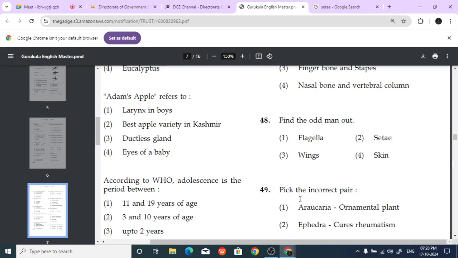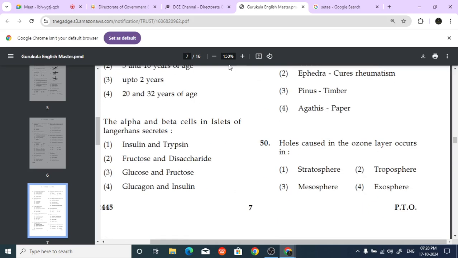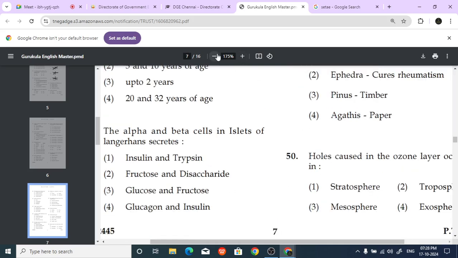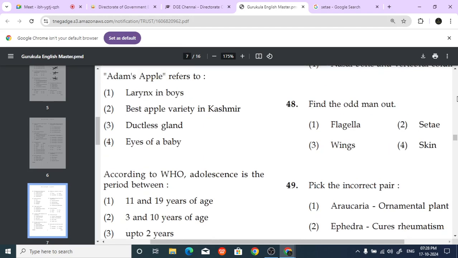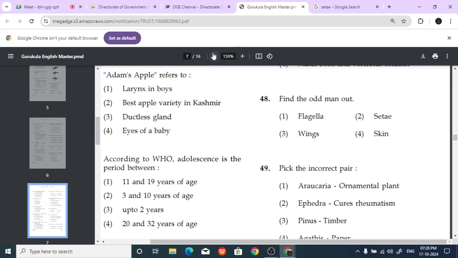Okay, one minute. According to WHO, what is the expansion of WHO? World Health Organization. This name was mentioned many times during the COVID period, isn't it? World Health Organization. What is the adolescent age?